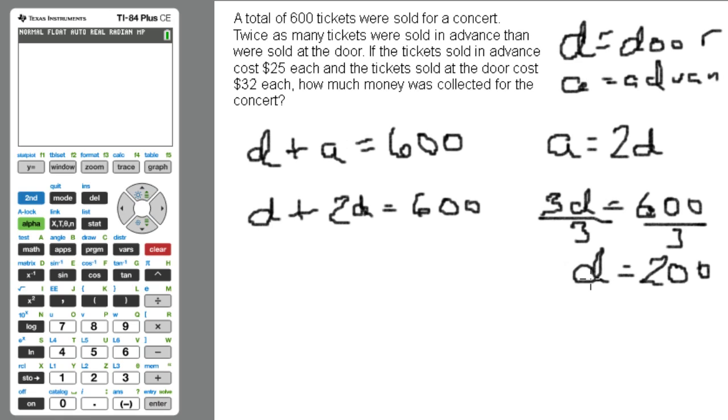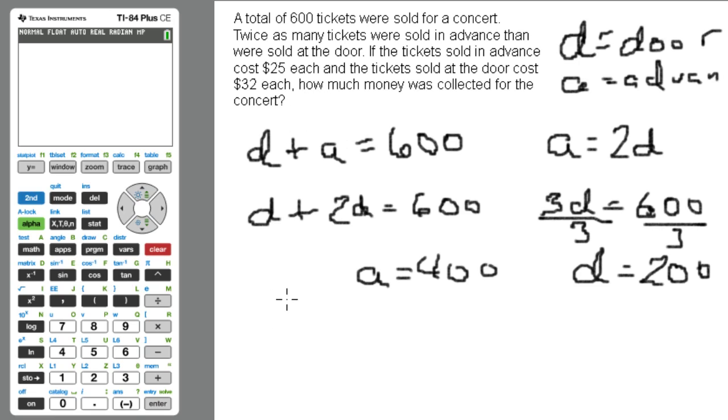Because if D equals 200, then that means there were 400 sold in advance. And actually, our story checks out here because twice as many were sold in advance, check, and they add up to 600, so check. But if you just wrote this down, you wouldn't get full credit because the question's really asking you how much money was collected for the concert.